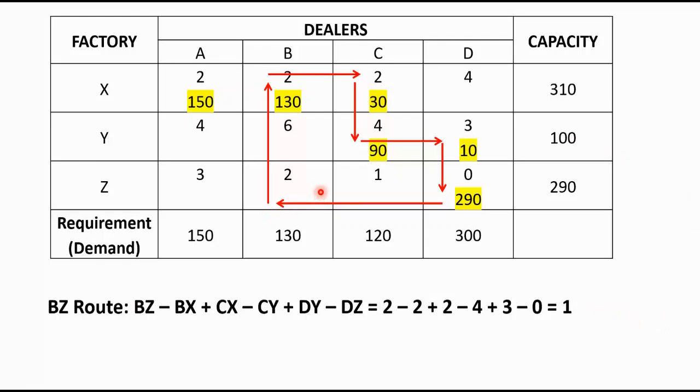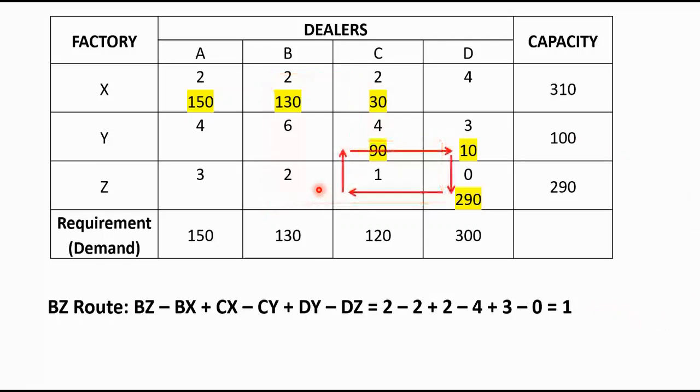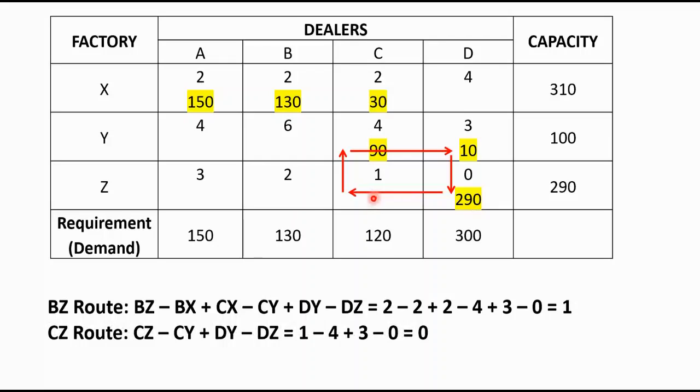So on to the last route, we have the CZ route. So CZ to CY, CY to DY, and then DY to DZ, and then back to CZ. So the answer for the improvement index would be 1 minus 4 plus 3 minus 0, and that is 0. And again, we have a non-negative index right here, or 0. So that means we don't need to improve the said table.